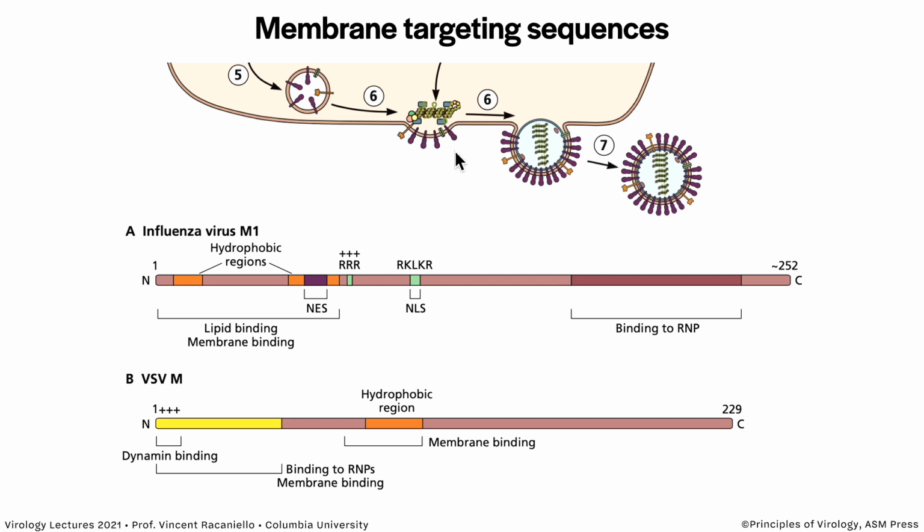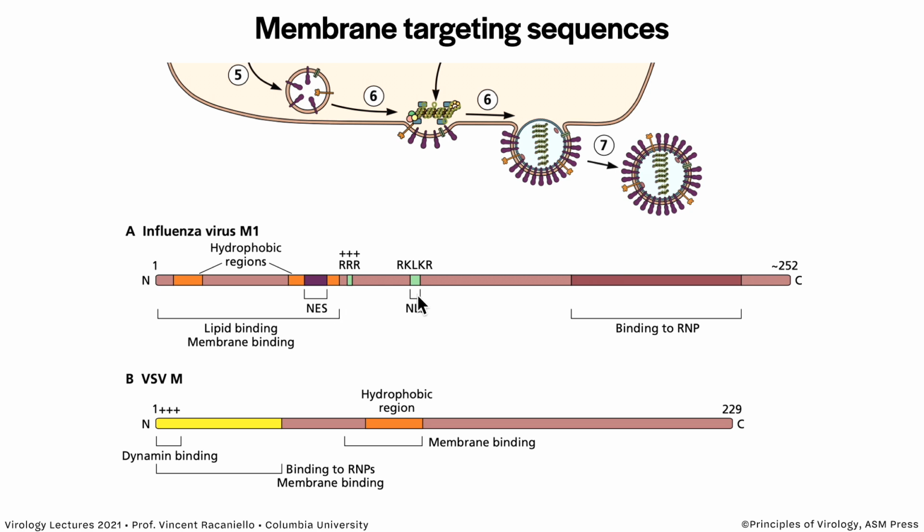Otherwise, presumably, it would just be floating around aimlessly in the cytoplasm once it got off the tracks of the microtubules. So here we have hydrophobic regions that are essential for membrane binding. A couple of other things are worth looking at. The nuclear export sequence, that's how it gets out of the nucleus. It brings this whole complex, this whole RNP, out of the nucleus via this NES.